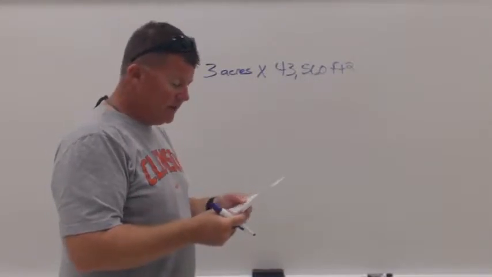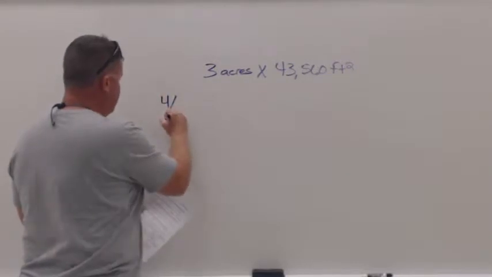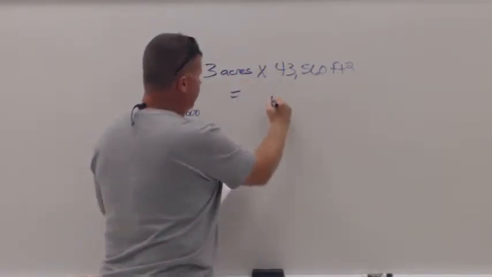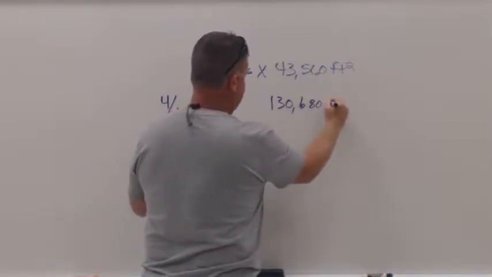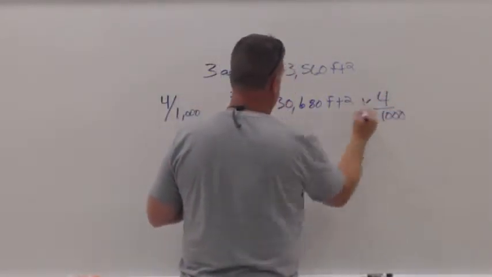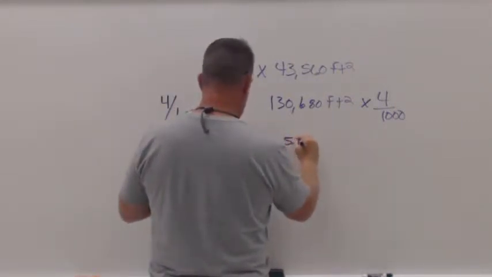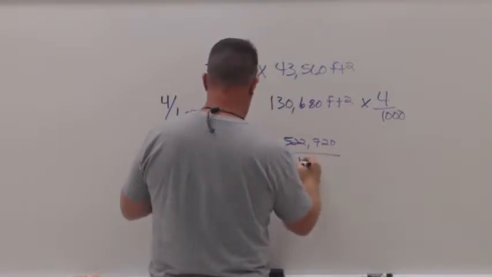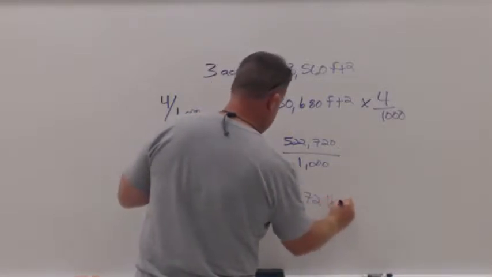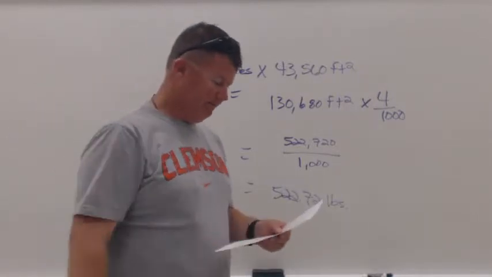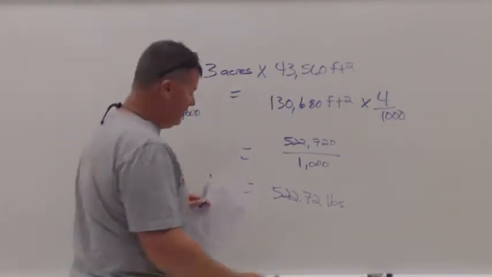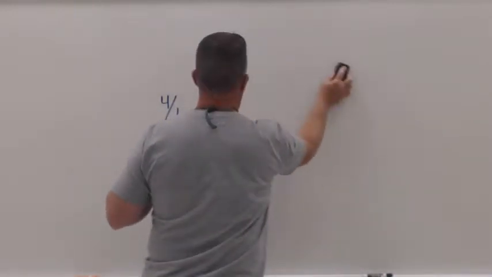And we know that the label rate states that it's 4 pounds per 1,000. And we got 4 per 1,000 on the label rate. So the answer we get here is 130,680 square feet. And actually, we're just going to multiply this times the 4 over 1,000, and that is going to give us 522,720 over 1,000, which will give us 522 pounds of product. And that is problem number 2. So 5.72 pounds.